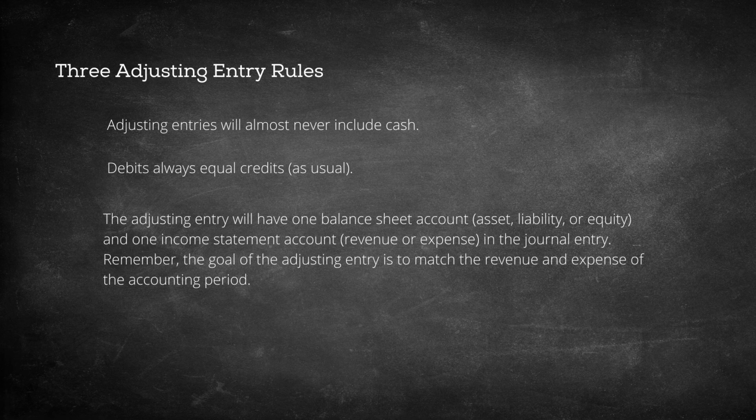So, next is debits always equal credits as usual. And then the adjusting entry will have one balance sheet account, which is an asset, liability, or equity, and one income statement account, which includes the revenue or expenses in the journal entry. Remember, the goal of the adjusting entry is to match the revenue and expense of the accounting period. Adjusting entries between balance sheet accounts only or between income statement accounts only are usually called reclassification.